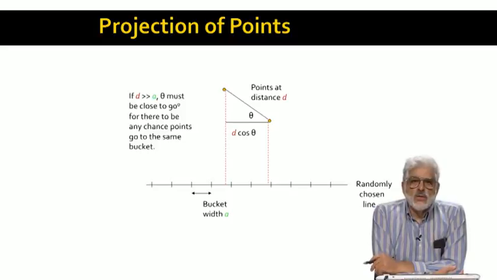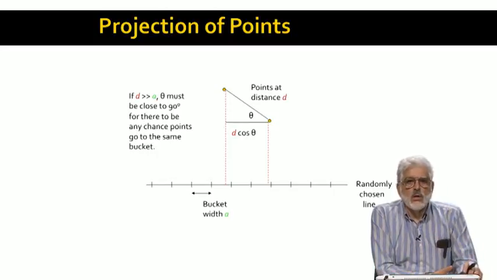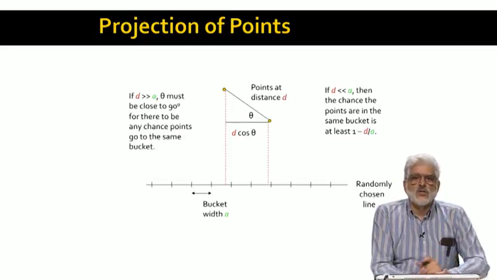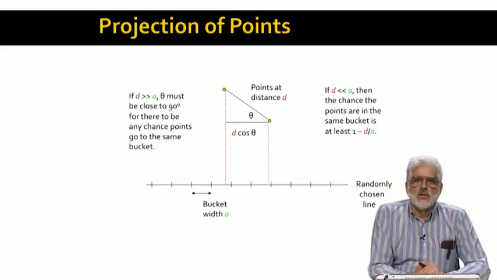Notice that if d cosine theta is bigger than a, there is no chance that the 2 points fall in the same bucket. If d is very much greater than a, theta must be almost 90 degrees for the points to land in the same bucket. On the other hand, if d is much smaller than a, there is a good chance that the 2 points land in the same bucket. Since d cosine theta is surely no bigger than d, the probability that no bucket boundary separates the projections of the 2 points is at least 1 minus d over a.